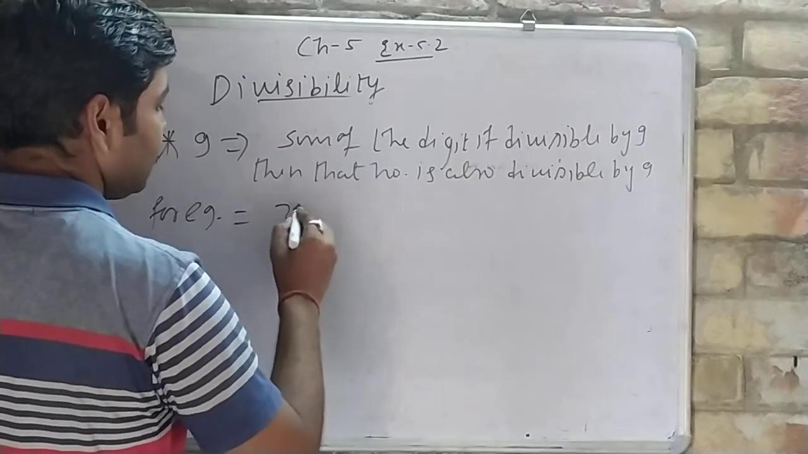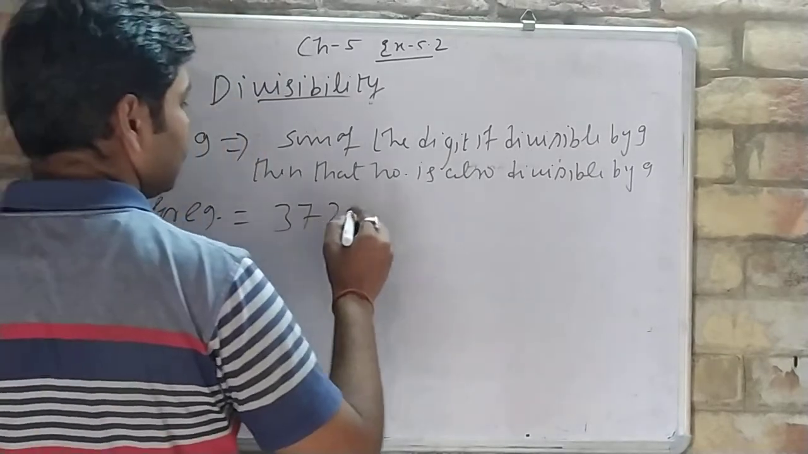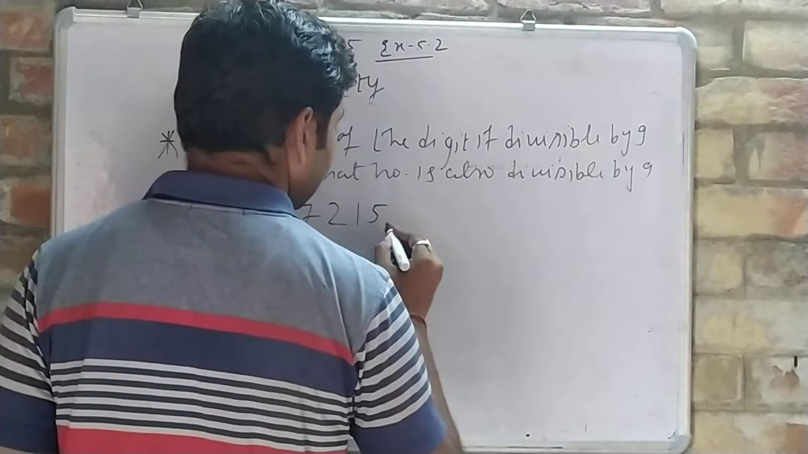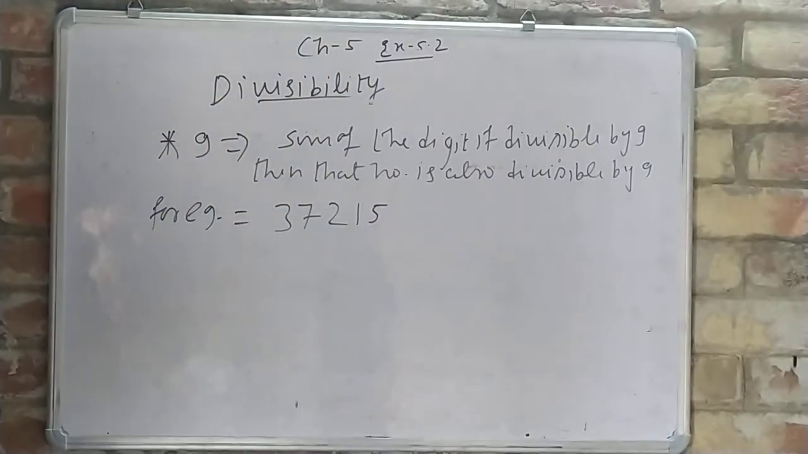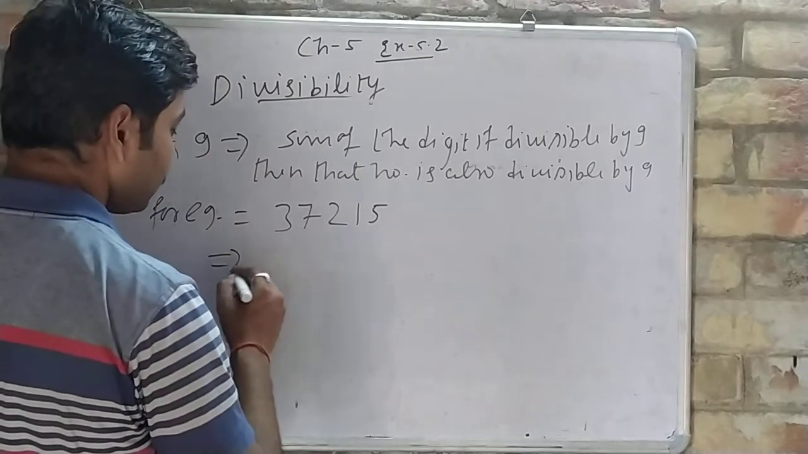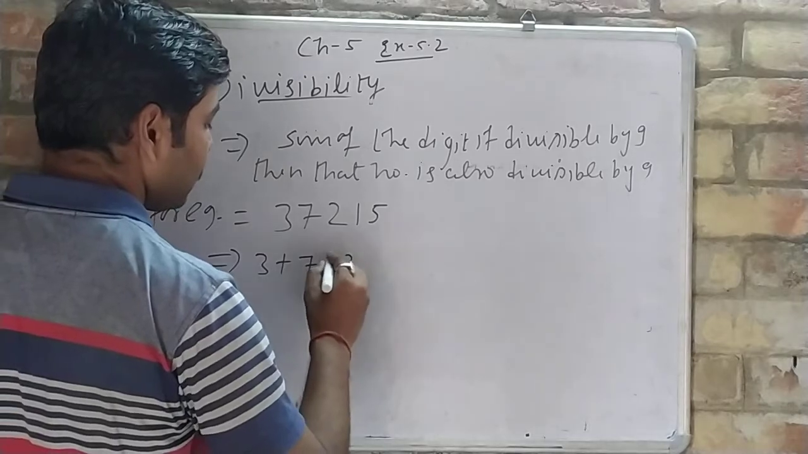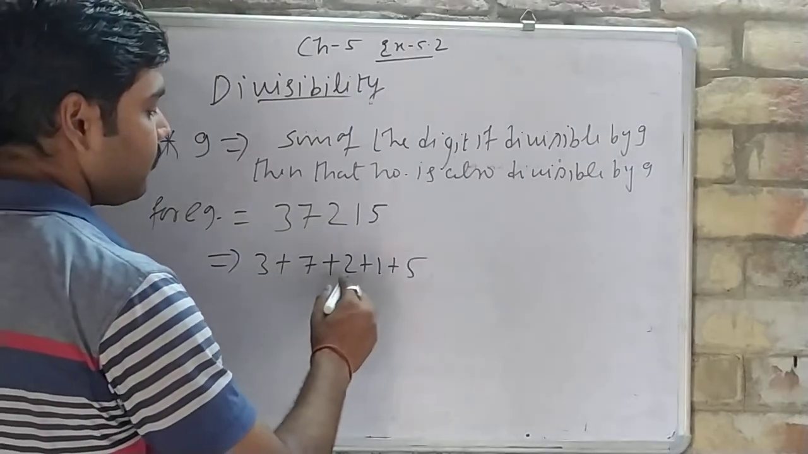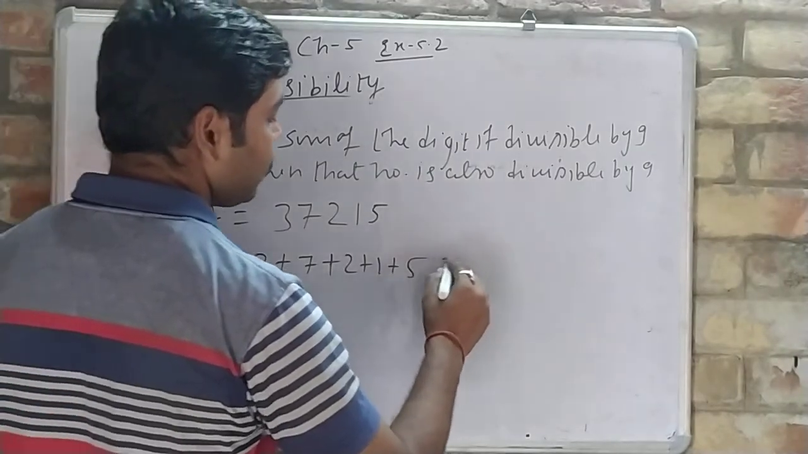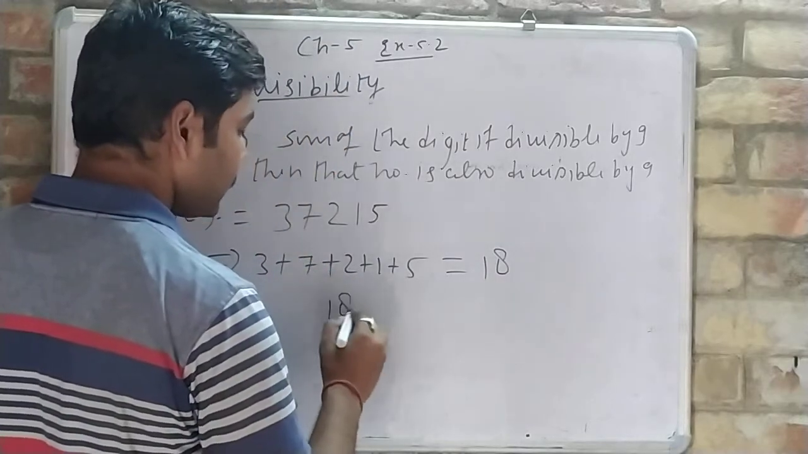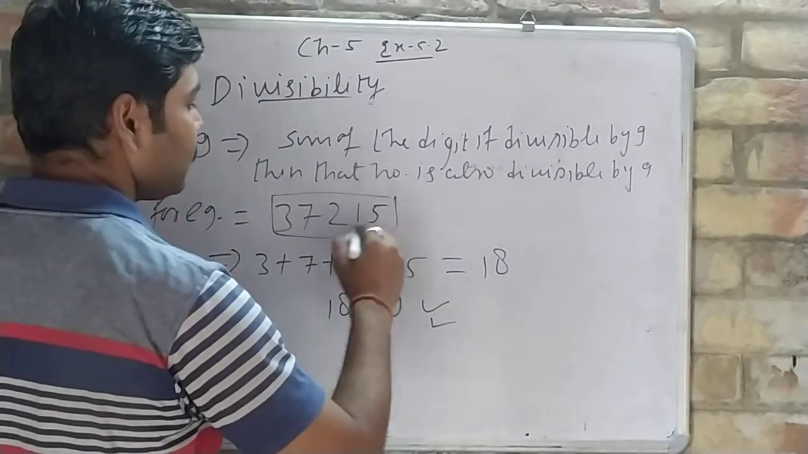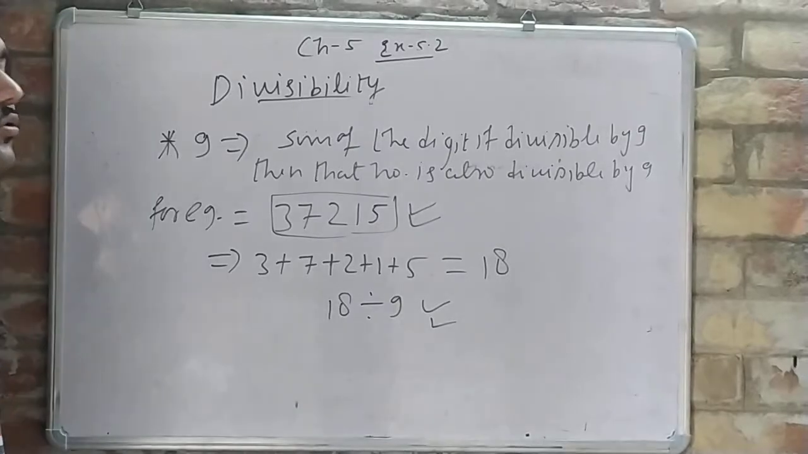For example, see here, the number is 37215. We will check the divisibility of 9. For that what we will do, we will sum all the digits. So 7 plus 3 is 10, plus 2 is 12, plus 1 is 13, plus 5 equals 18, and we know that 18 is divisible by 9. Therefore the number 37215 is also divisible by 9.